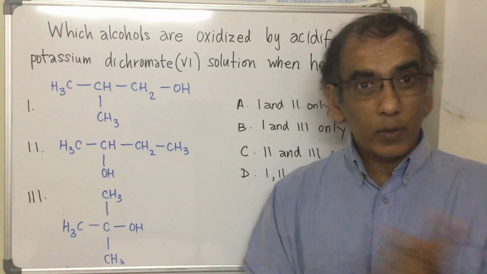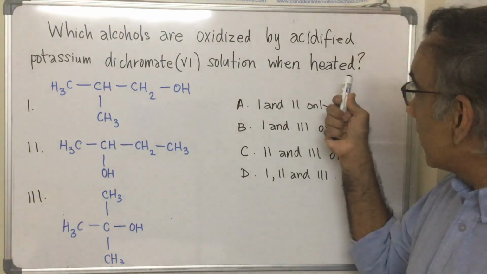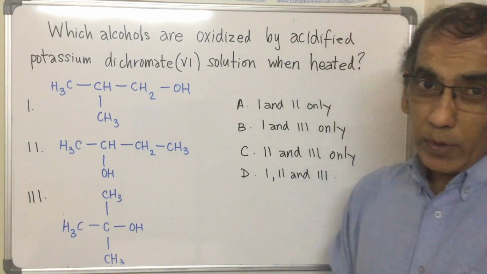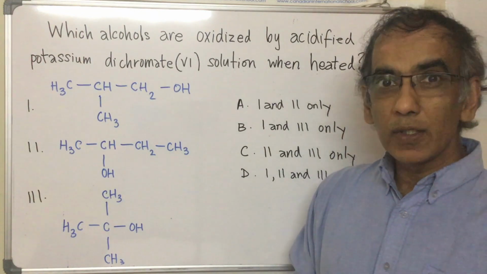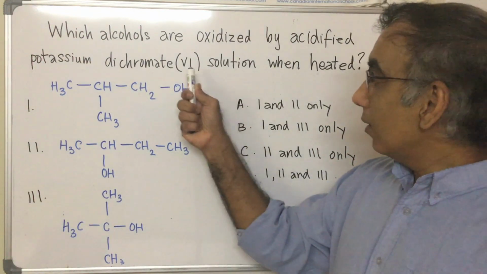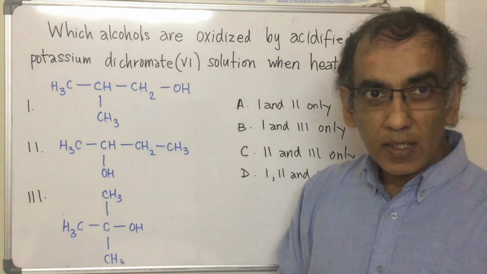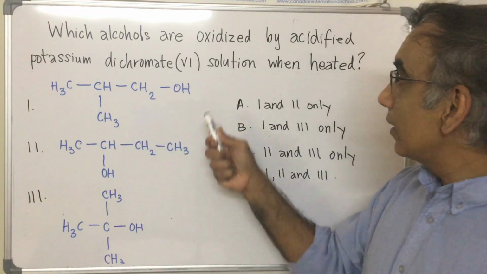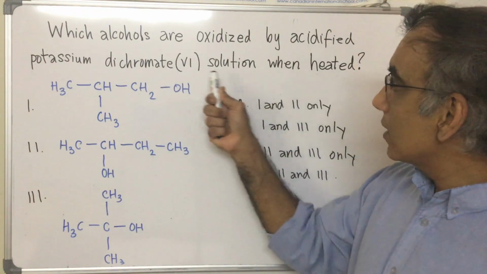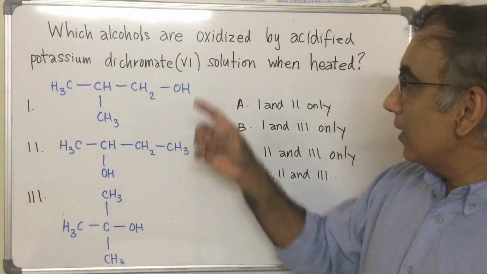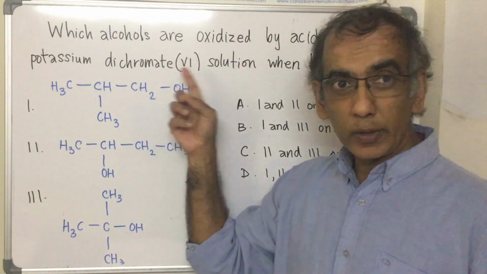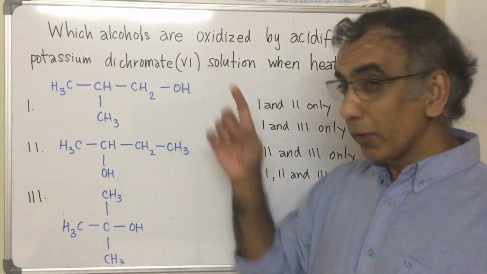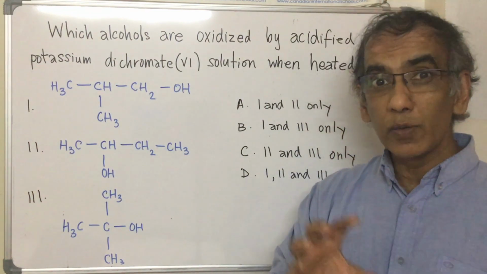First of all, the question: which alcohols are oxidized by acidified potassium dichromate(VI) solution? Well, we could go into a discussion as to what is oxidation, what is reduction, why they have this Roman numeral VI here. When oxidation happens, what happens to the dichromate? The dichromate, of course, is reduced because it is the oxidizing agent, and its oxidation state goes from +6, which is what it is here, and it becomes chromium(III). When that happens, the color of the dichromate changes from orange to green.